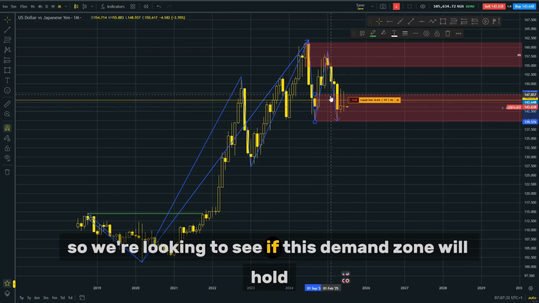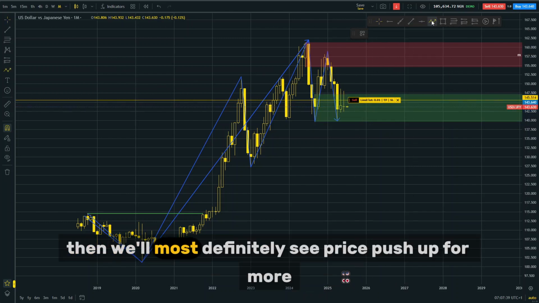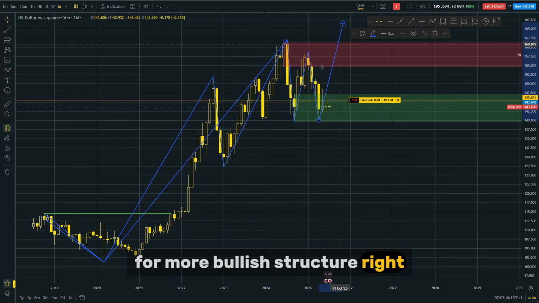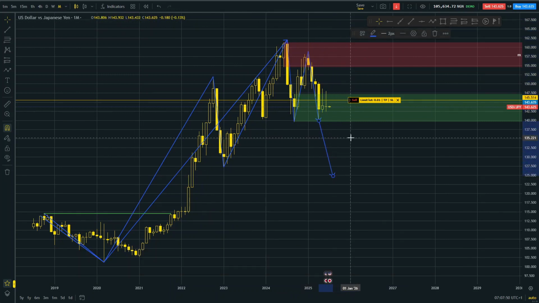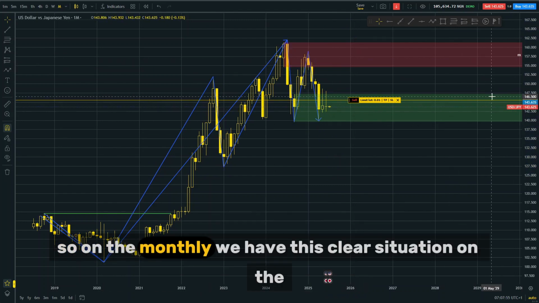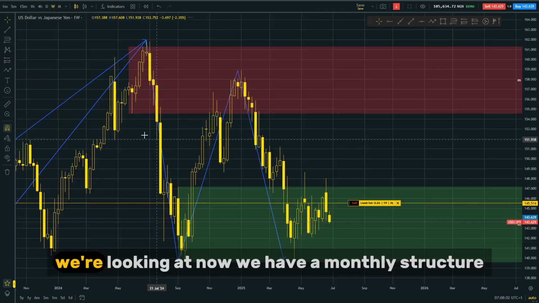So we're looking to see if this demand zone will hold. If it holds, then we'll most definitely see price push up for more bullish structure, right? For a more bullish move. But if it doesn't hold, then we'll see price go down. That's what we're looking at right now. So on the monthly, we have this clear situation. This is the US dollar Japanese yen, and now we have a monthly structure.